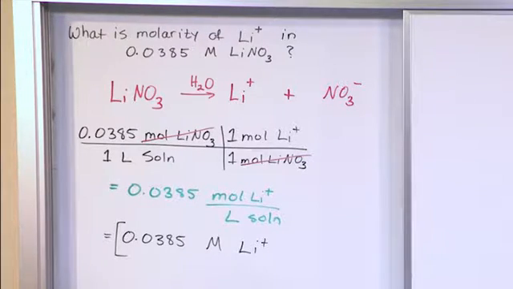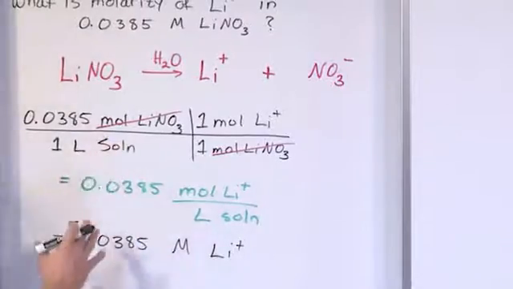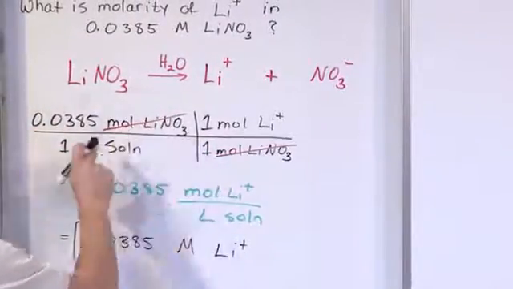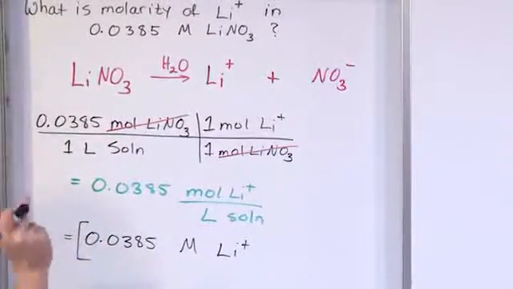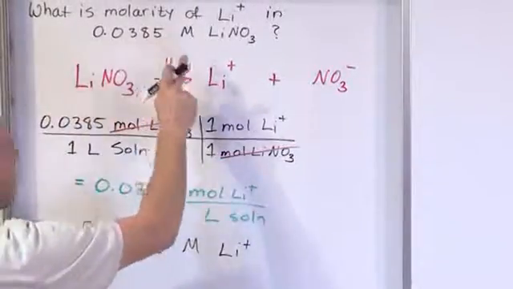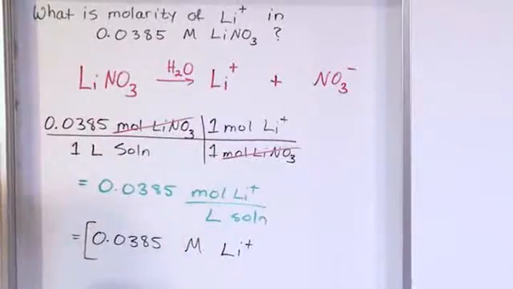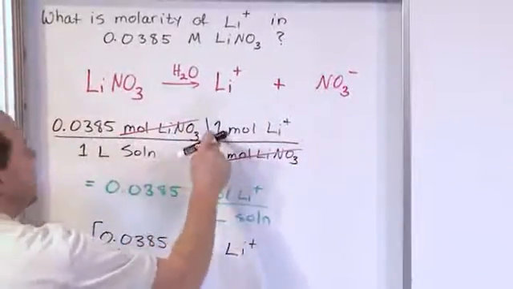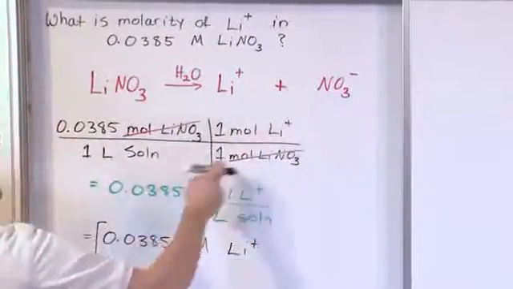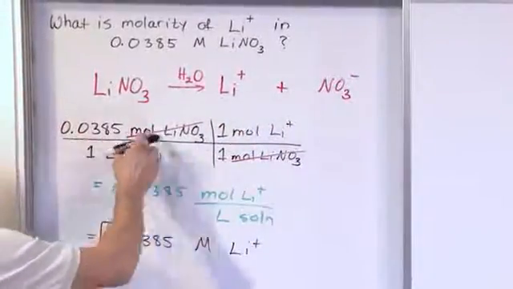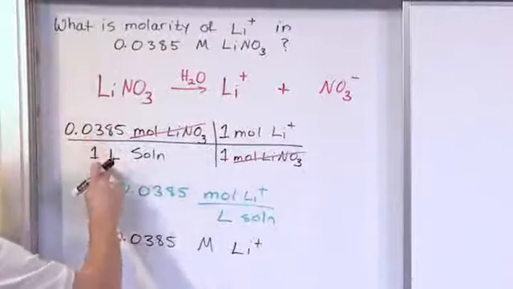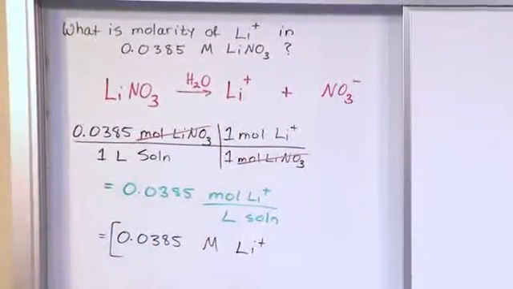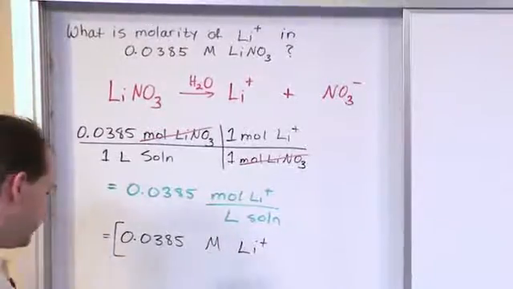If the logic doesn't make total sense, then you can just fall back on your units. We know we start with 0.0385 moles of this for every 1 liter of solution. We also know that for every mole of this, it splits into 1 mole of lithium ions. So we set up our conversion factor. 1 mole of what we start with yields 1 mole of lithium ions. This cancels. The only units left over is moles of lithium ion per liter. Moles per liter is capital M for molar concentration. And that's what we're asked to find.